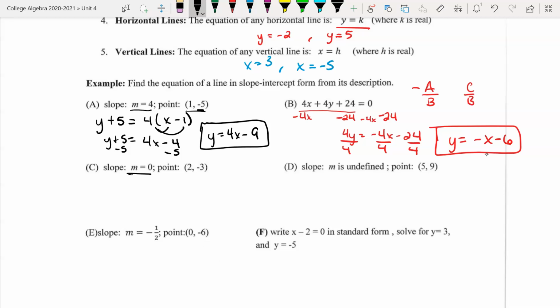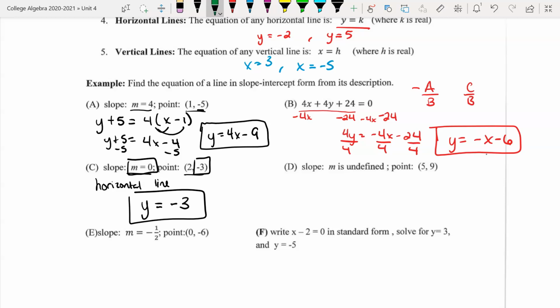Next one, if I give you a slope and a point, that's what we just did. But this one, the slope is 0. So the slope is 0, that means it's automatically a horizontal line. If you remember, horizontal is y equals, so I don't care about the x coordinate, I just care about the y, and I would say y equals -3, and that's it. Same way here, if the slope is undefined, you should automatically know that's a vertical line. And I want to go through the x value now. I don't care about the y value, and that's your equation.